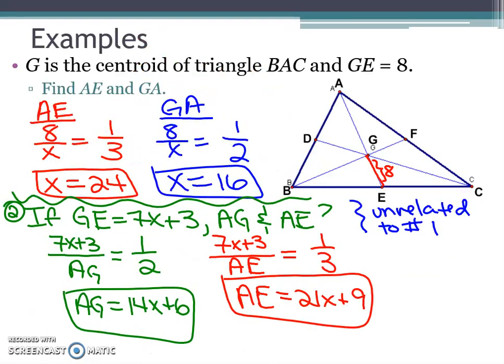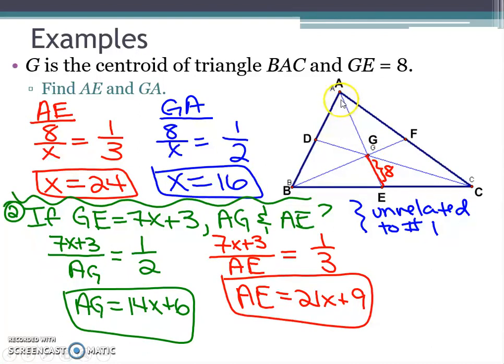So let's look at an example. G is the centroid of triangle BAC. So everybody please highlight G and highlight BAC, the triangle. And G is 8. Find AE. Let's highlight AE. Everybody highlight AE, and then GA. If you don't have a highlighter, use a pencil or pen to make it dark, and let's see what we can do.